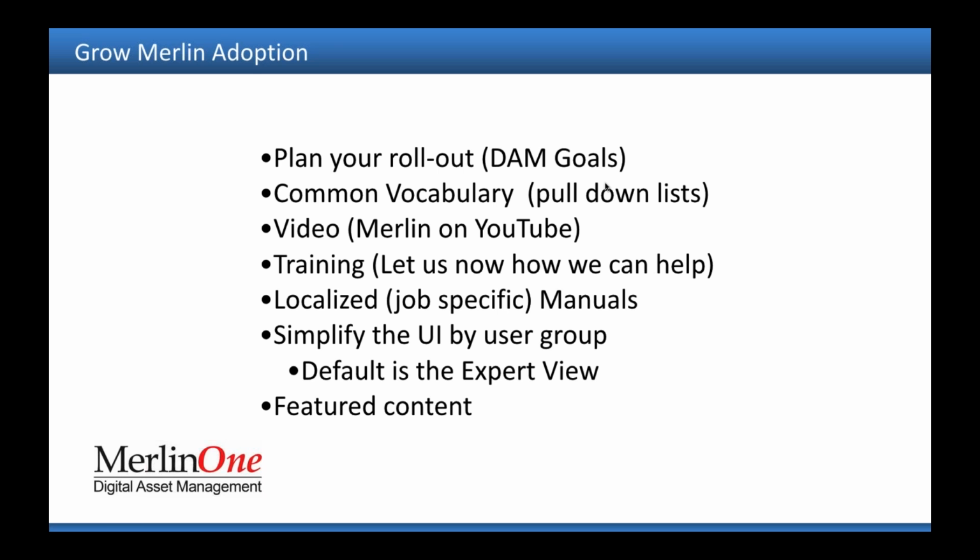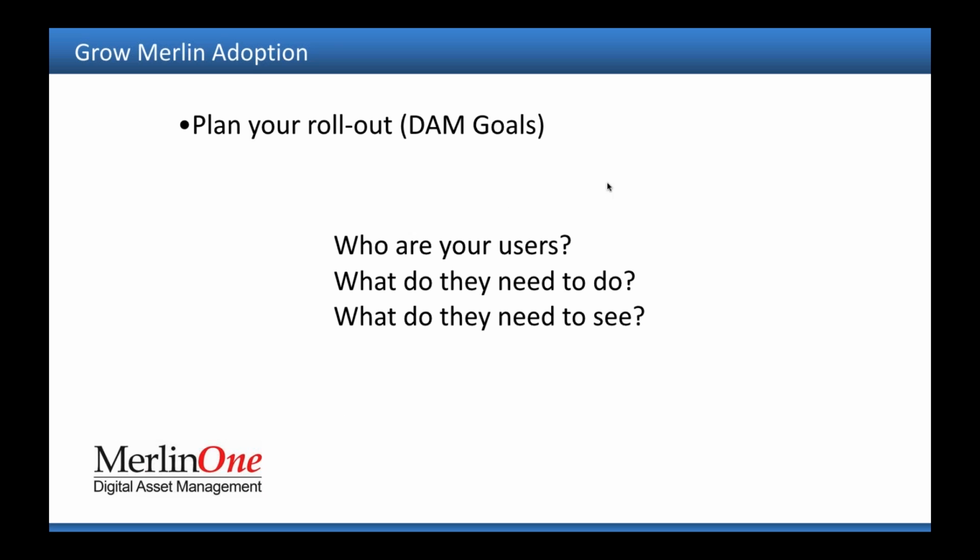There are lots of videos available to you to help with your internal training. We can help you with your training. You can also localize your manuals, our manuals, and localize them for job-specific tasks related to how you're doing business. You can also simplify the UI. We're going to talk about that so that the user experience is streamlined so that your users are only seeing the features and tools that they need to see. And then we'll talk briefly about how the featured content tool might help you guide your users into seeing what they want to see. So let's talk about each one of these things in a little detail.